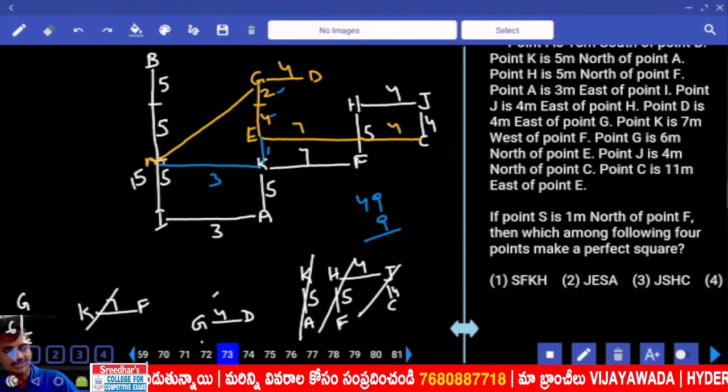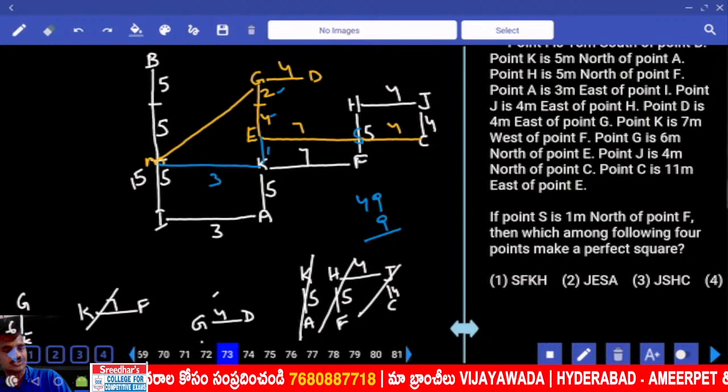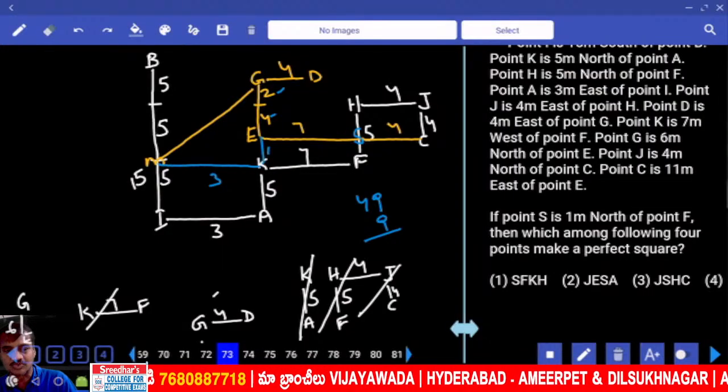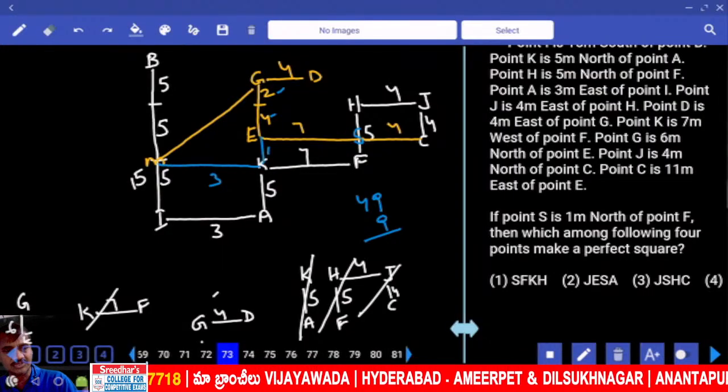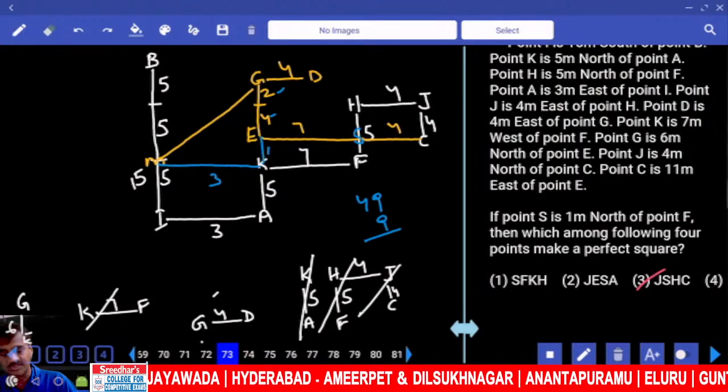Then 73, SC is 1 meter to the north of F. Hence, this must be S. SC is 1 meter to the north of F. Then which among the following four makes a perfect square? Now, perfect square HJCES. Now, HJCES, choice 3.